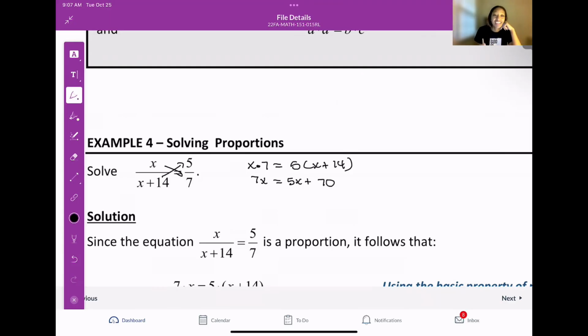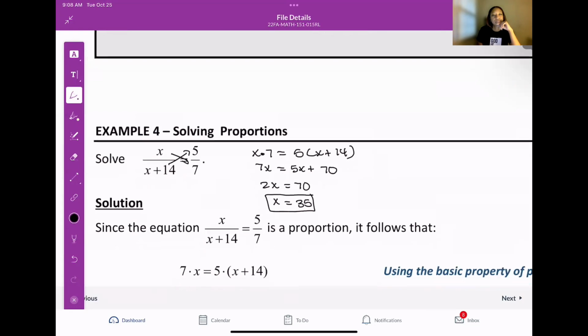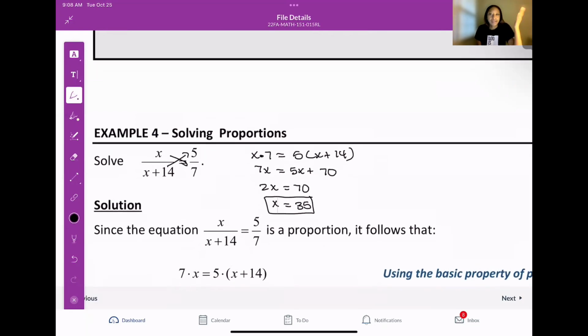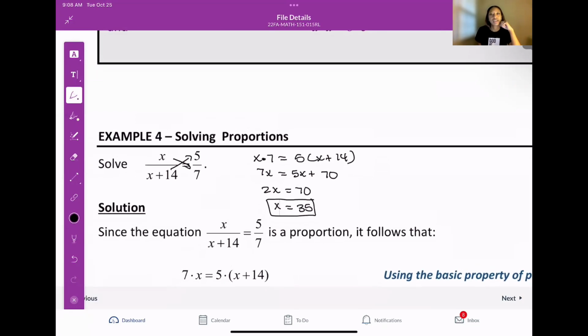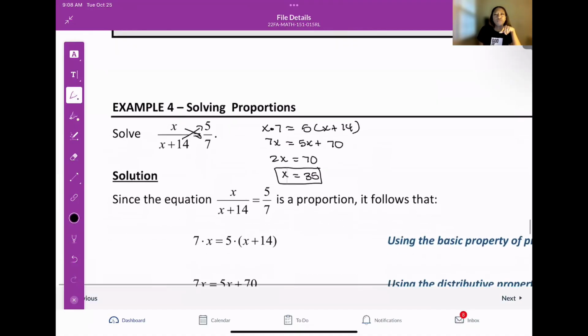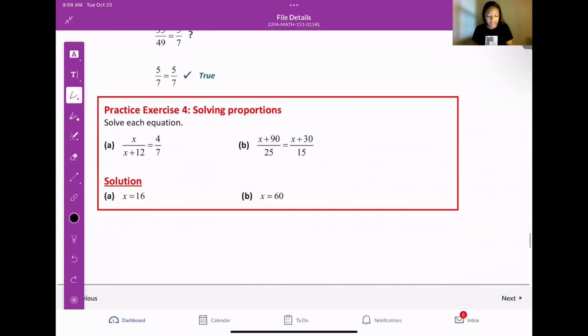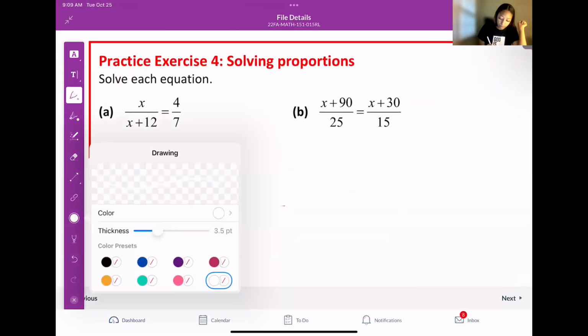Yeah, all right, and then if we subtract the 5x from both sides, we'll have 2x is equal to 70. And then if we divide both sides by 2, x is equal to 35. So you cross multiply and then boom, no more denominators, you get a linear equation. Before we solved a problem like this by multiplying both sides by the LCD, and then we still end up with the same step. So it's just a quicker way to get to this step. All right, last two problems. We're gonna solve both of these proportions by cross multiplying.